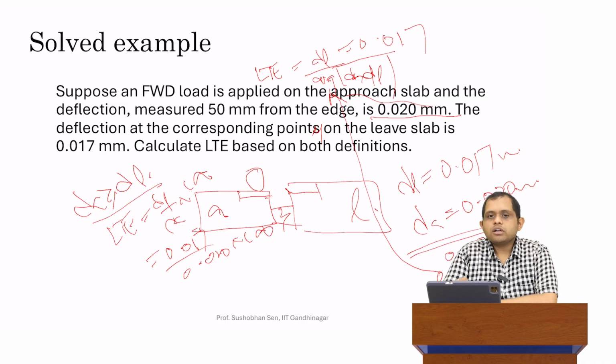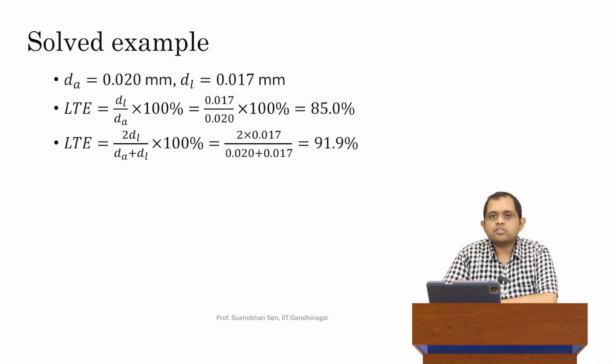Now, if you just think about it, in our previous slide we said that if LTE is equal to 0 or LTE is equal to 100, for both the formulas, they essentially mean the same thing in terms of what measurement of deflection you'll be getting. Is that the case also for values in between? Well, let's look at the solutions. Based on our first definition of LTE, the load transfer efficiency in this case works out to 85%. But based on our second definition, which is based on the average deflection, it actually works out to 91.9%. So the two values are not the same thing.